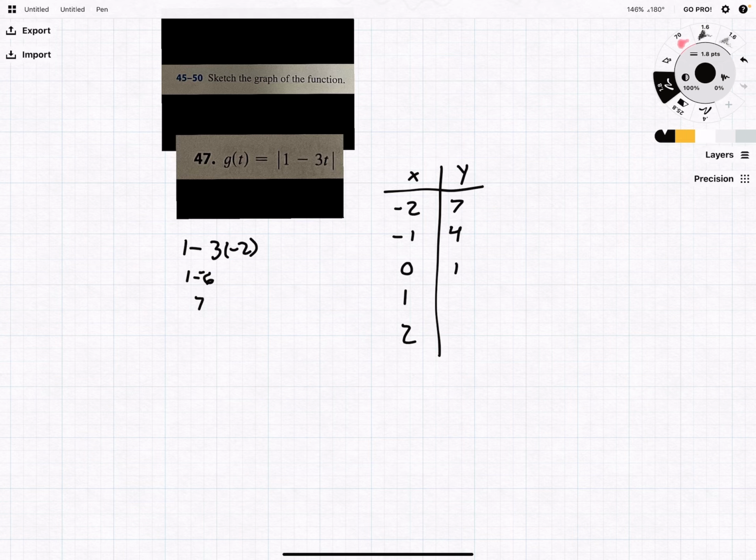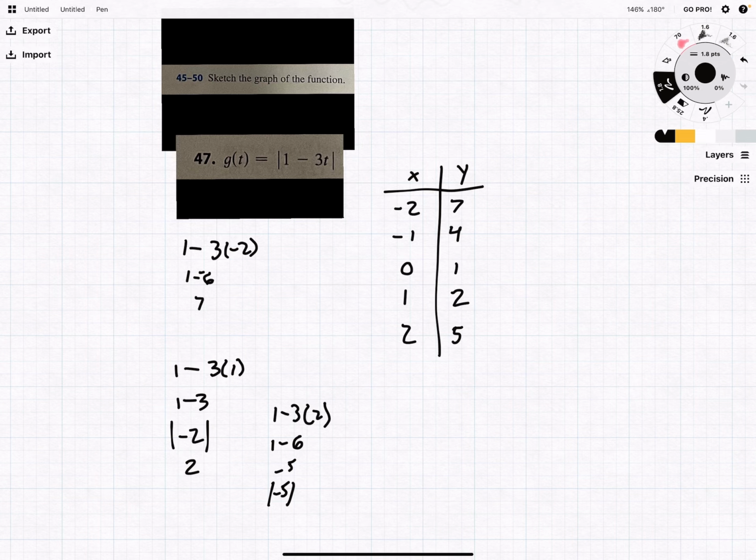Plugging in 1 will get us 2, and the reason for that is because we have 1 minus 3 times 1. That gives us 1 minus 3, which is -2, but remember we have the absolute value of -2, so that will get us +2. Then when we plug in 2, that's 1 minus 3 times 2, which ends up being 1 minus 6, -5, and absolute value of -5, which in turn gives us +5.